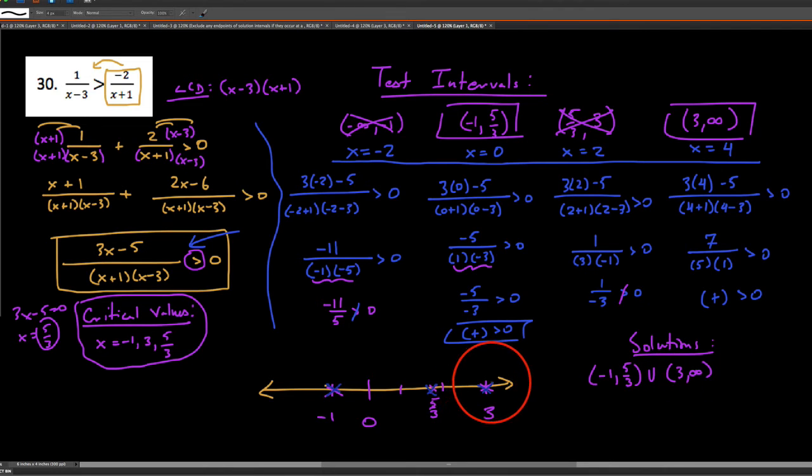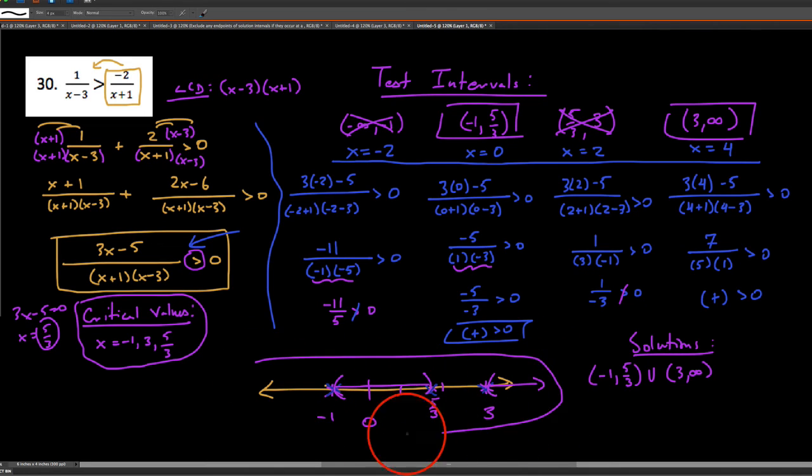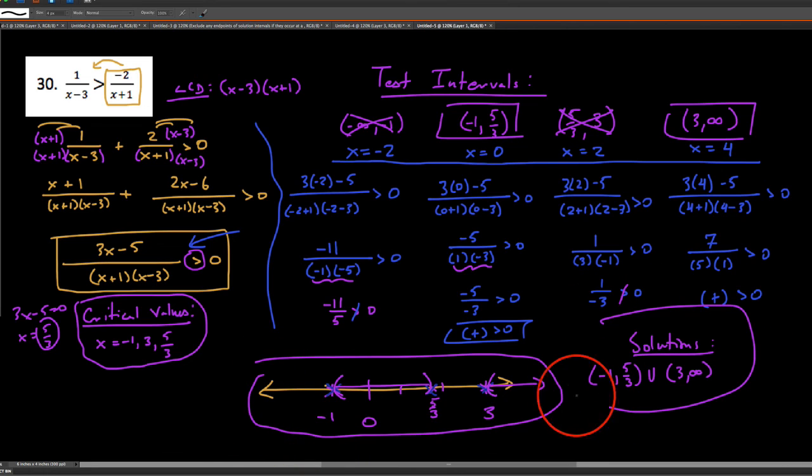And if we're going to make a sketch of this, we would just say parenthesis at 3 and to the right, so 3 to infinity. And our other interval was between negative 1 and positive 5/3. So here is our graph of our solution interval. And these are actual solutions.